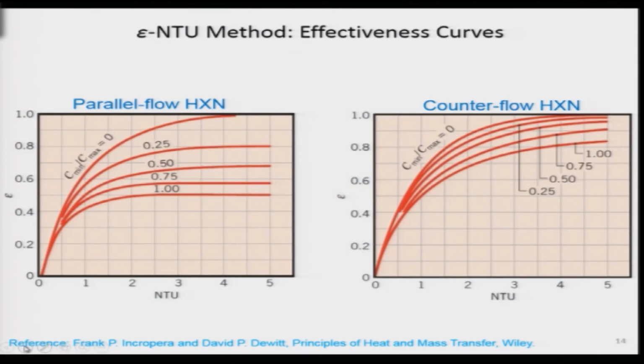Now, we give a very interesting curve over here. We will look at these two cases. On the left hand side we have parallel flow, on the right hand side we have counter flow. For the time being forget counter flow, please just pay attention to the parallel flow. This is a typical effectiveness curve where on the y axis we have effectiveness. What do we have on x axis? It is NTU. NTU we can write as UAS divided by C min.